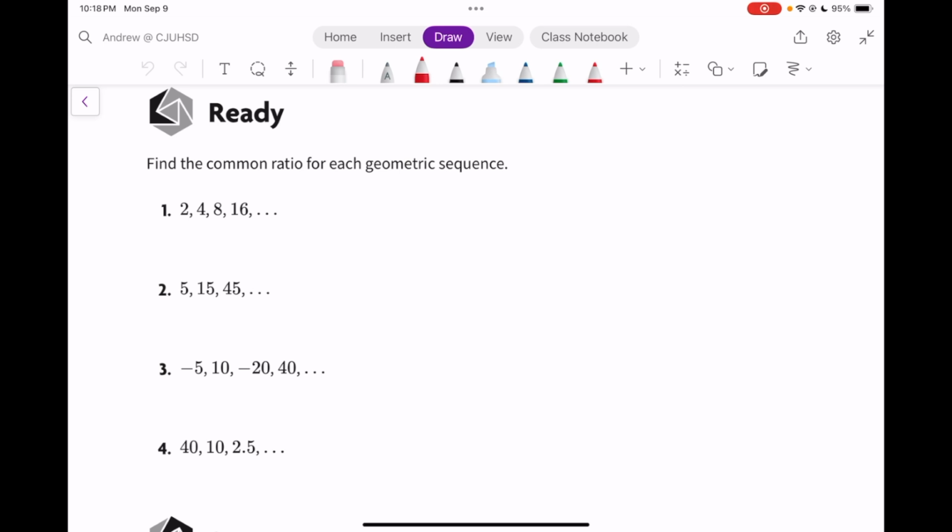That means you're going to take any number in the sequence except the first one, divide it by the one that came before. Pause the video when you've done 1 through 4. Sorry, that doesn't make sense. Pause the video, then do 1 through 4. Unpause it when you're done, and I'll show you the answers.